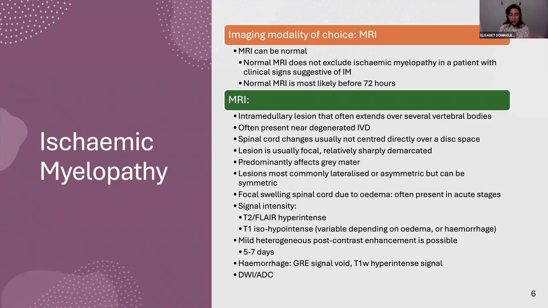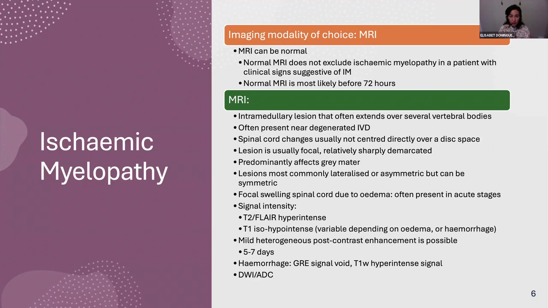And that lesion usually extends over several vertebral bodies. It is not typically located immediately dorsal to an intervertebral disc space. It usually is larger and it extends over several vertebral bodies. There are reports that say that in most of the cases, you will see that lesion close to a degenerated intervertebral disc, but this is not true for all the cases. And as I said before, the spinal cord changes are not usually centered above or directly over a disc space.